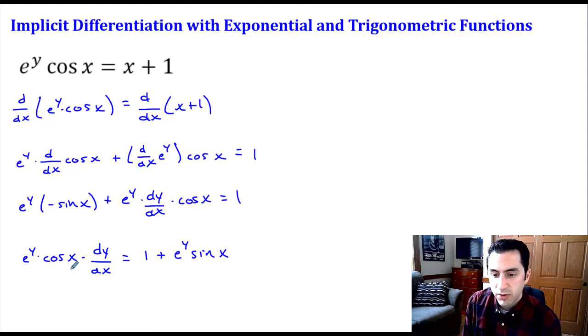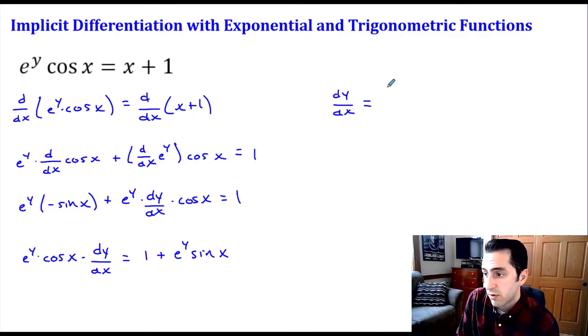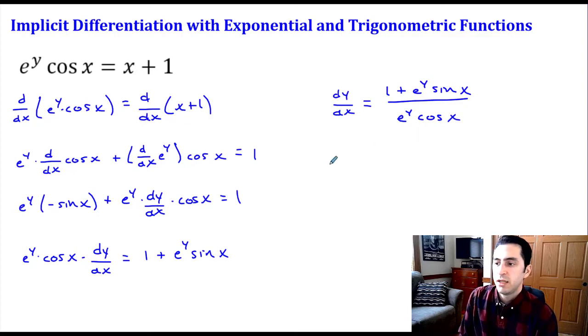And then the last step, we have some multiplication here. To get my dy over dx all by itself, we're going to divide both sides by e to the y and by cosine of x. So our final answer here is 1 plus e to the y times the sine of x, divided by e to the y times the cosine of x. And again, our notation dy over dx represents our derivative. So the derivative of y with respect to x is this equation here.